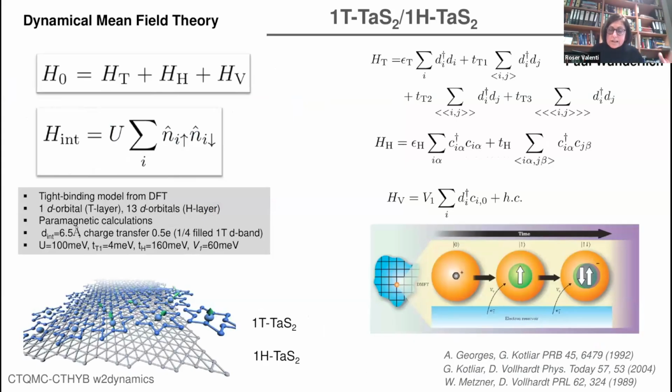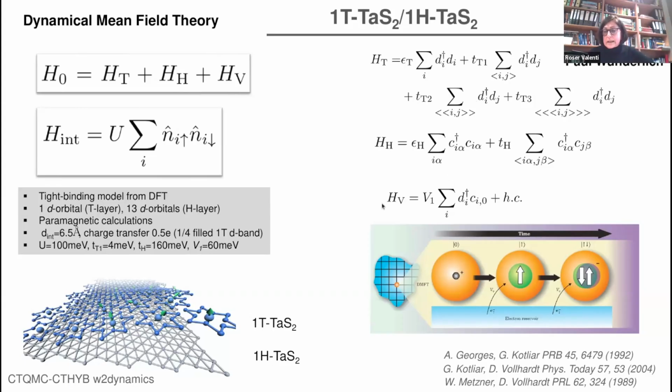So first of all, because this is a huge system, the first step is to obtain a tight binding model from the DFT calculations for the different cases considered. The tight binding model consists of the Hamiltonian for the 1T layer, so the on-site energy and the kinetic energy up to third neighbors, and the kinetic energy for the 1H layer.